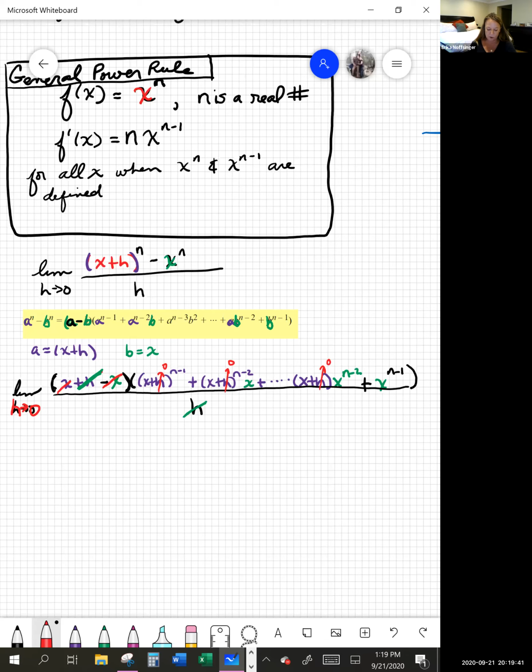And so if we rewrite this after we take the limit as h goes to 0, you're left with this parentheses, which is x raised to the n minus 1 power, plus you're left with this piece, which is x raised to the n minus 2, but you also have times this x right here, plus dot, dot, dot, plus, okay, so this piece here is just a single x times x raised to the n minus 2 power, plus x raised to the n minus 1.